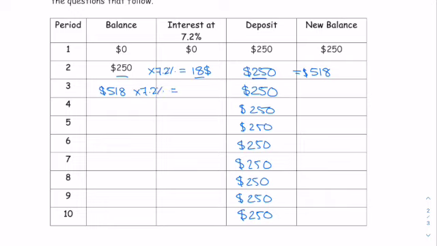So 518 times 7.2% again gives 37.29, and you add the three boxes together, which gives you 805.30. 805.30 comes back down here, times 7.2%, gives you 57.98. Add them together, and so on and so forth. So I will fill this table in.